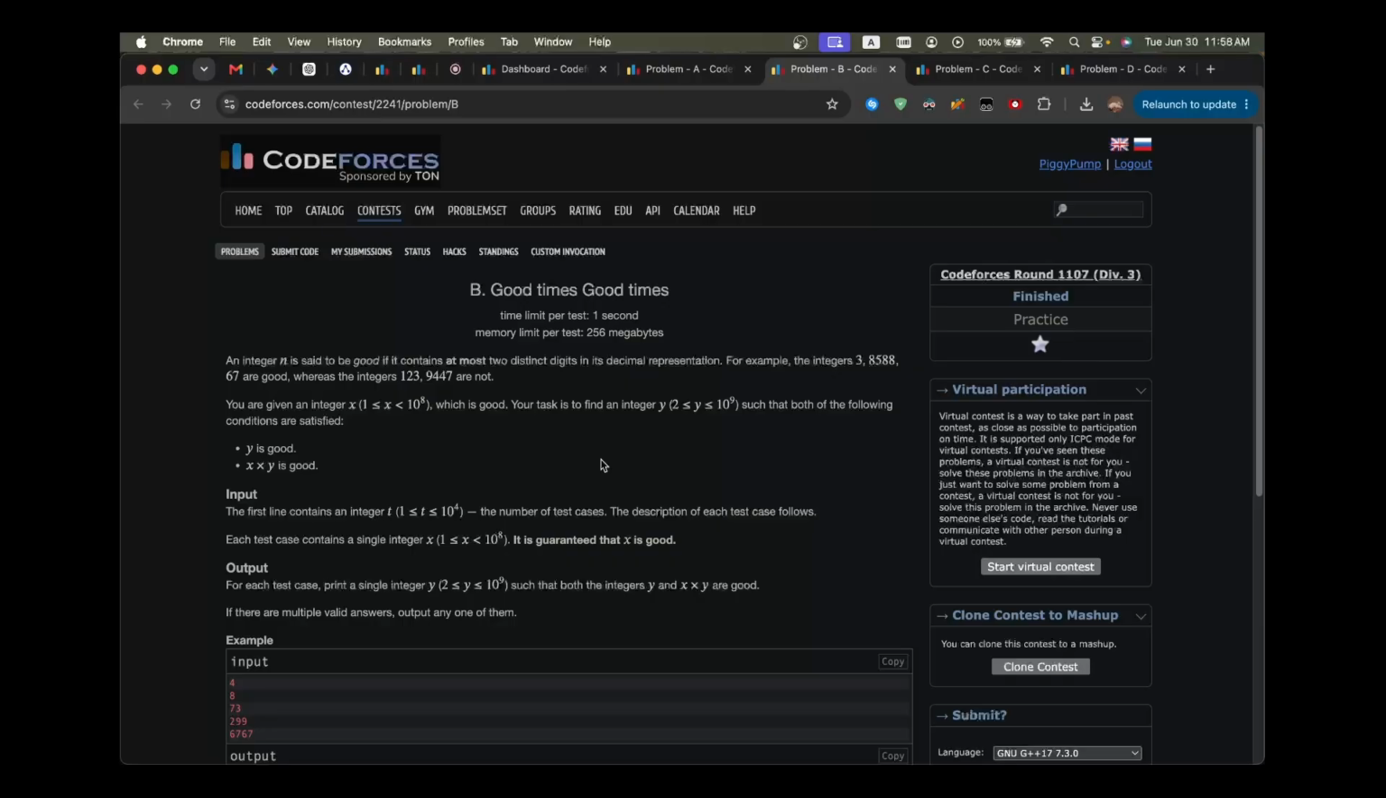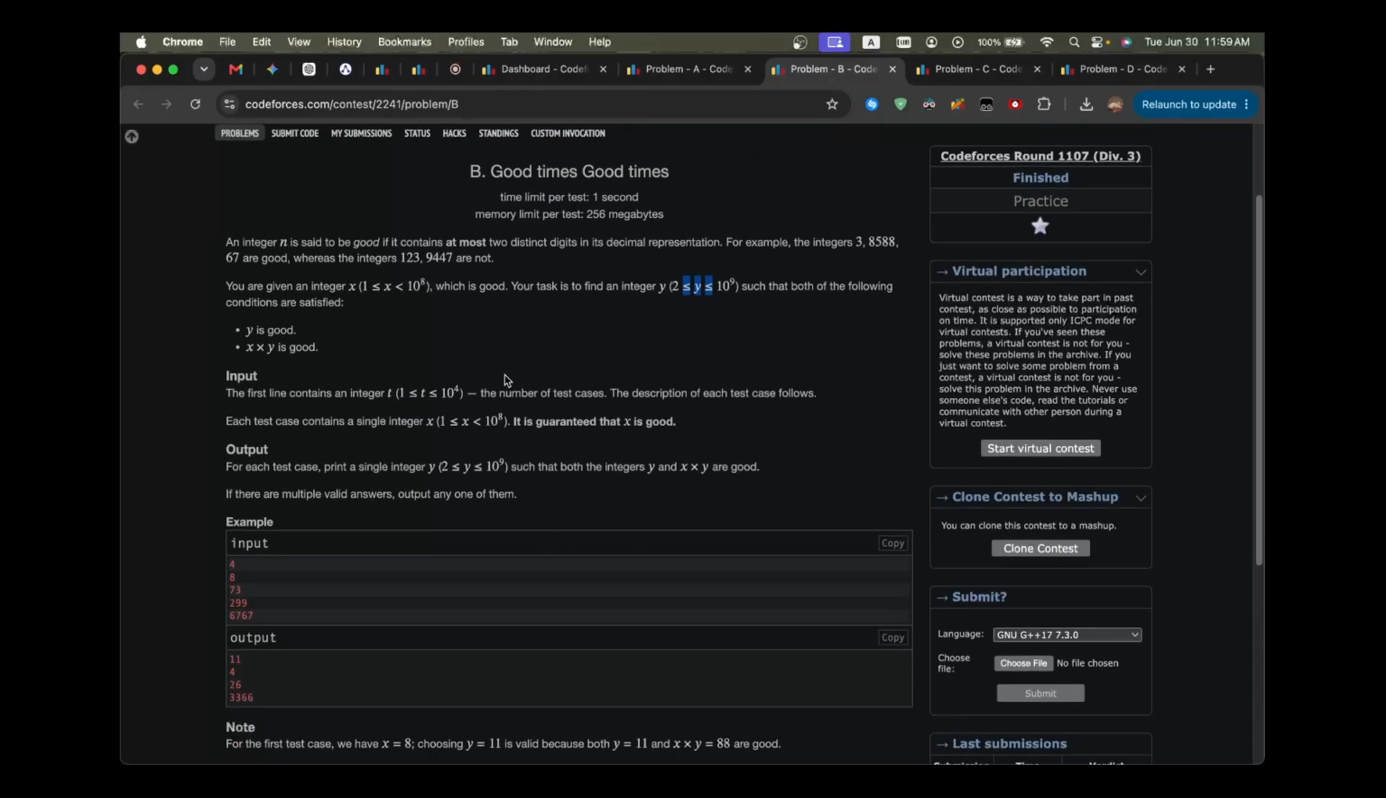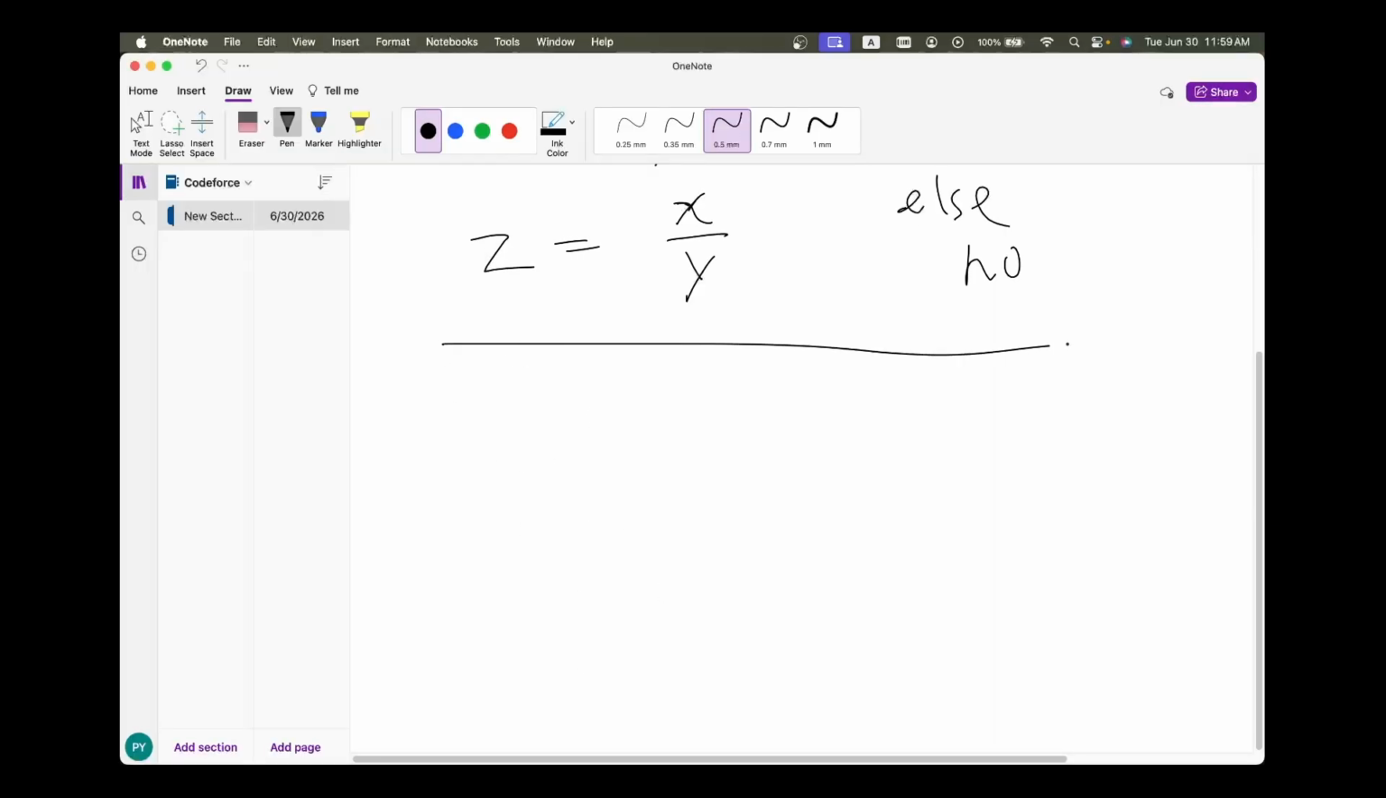Good times, good times. So once again, you're going to be given only an integer x. And notice that it's strictly less than 10 to the 8th, which means it is only going to be 7 digits long maximum. And then when you select y, it's less than or equal to 10 to the ninth, so it can be up to 8 digits long. I mean, actually, technically 9 digits long, so it can reach all the numbers that are 8 digits long. Okay, so that's that.